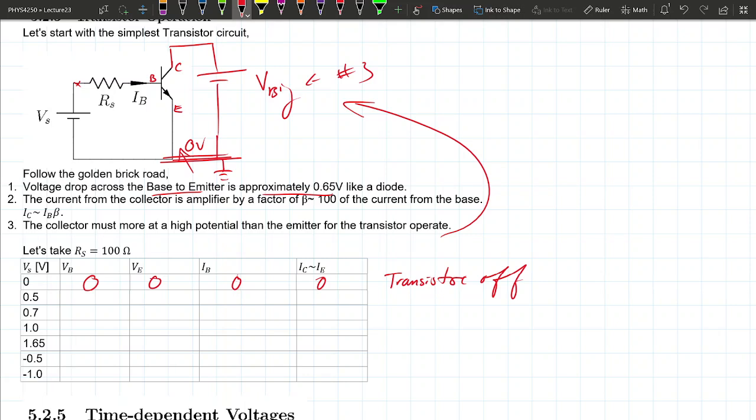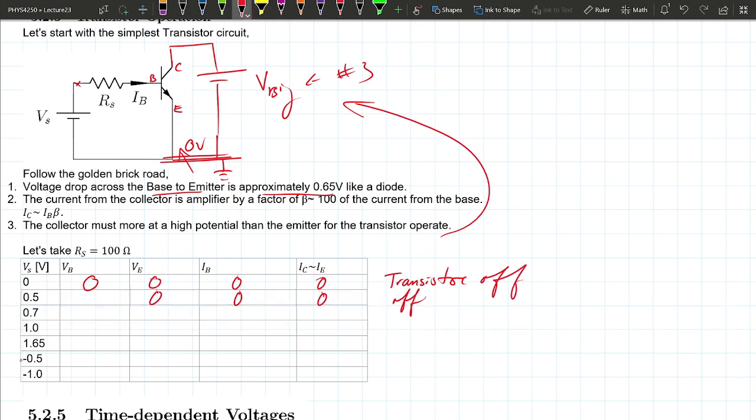Let's see what happens then. Vs becomes 0.5. 0.5 is still not enough to overcome the diode inside the transistor, so the transistor still stays off. That means the current at the base is off, and the current at the emitter is still off. The voltage at the emitter is always going to be 0, actually, because we tie that to 0. Oops, I wrote that in the wrong place.